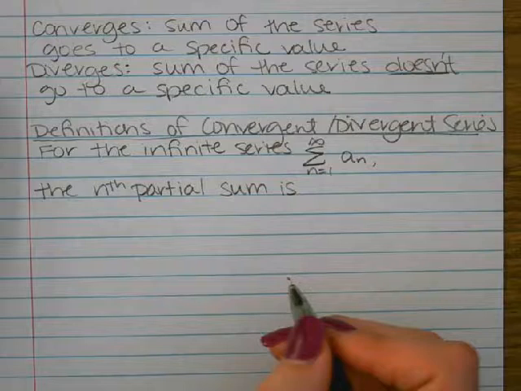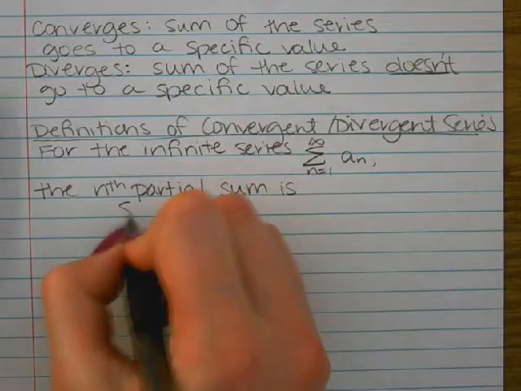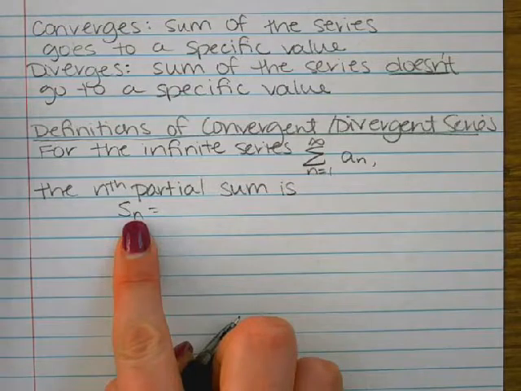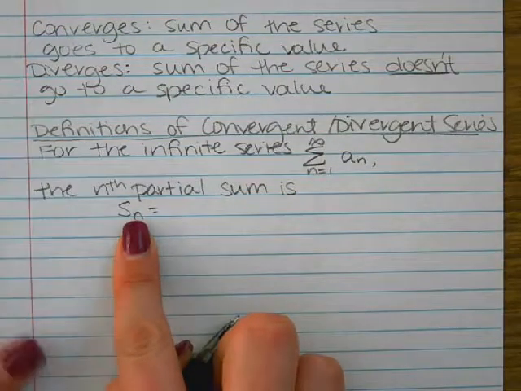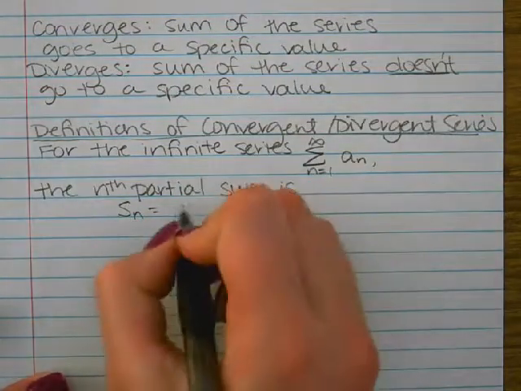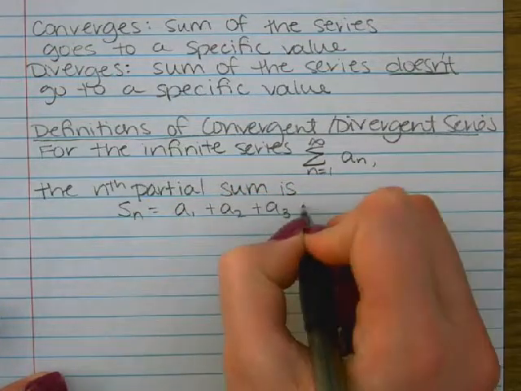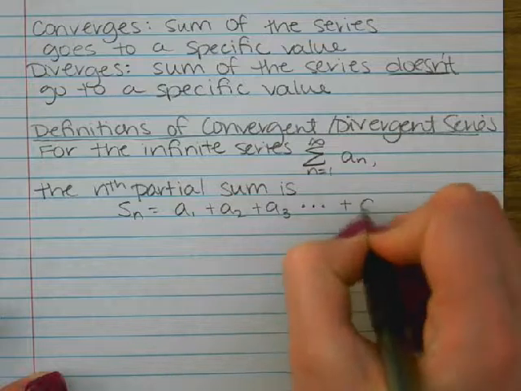So the nth partial sum is going to be S sub n. You're telling the person which terms you're adding. S sub n equals the first term plus the second term plus the third term, all the way up to the nth term.